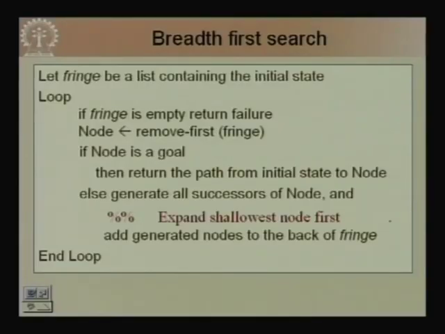So, the strategy in breadth first search is to expand the shallowest node first. In order to achieve this, the merging of successors into fringe will take place like this. We will add the generated nodes to the back of fringe. Fringe is a list of nodes which are waiting to be expanded. The new nodes which are generated will be put at the back of fringe. And we will see that this strategy results in the expansion of the shallowest nodes earlier than the deeper nodes.